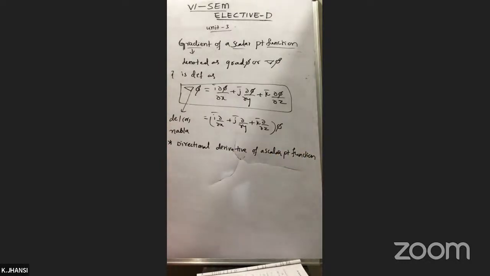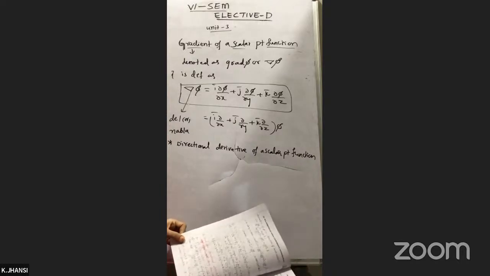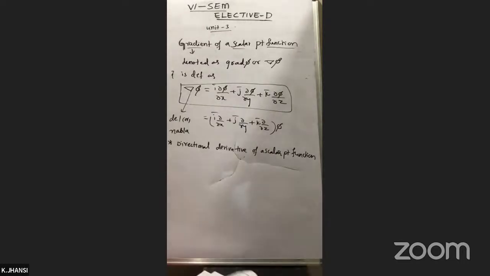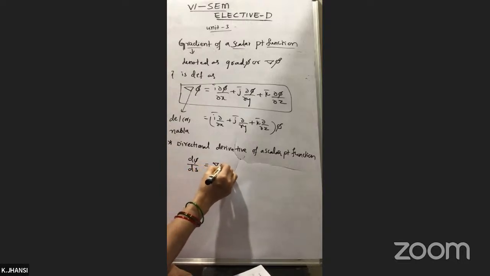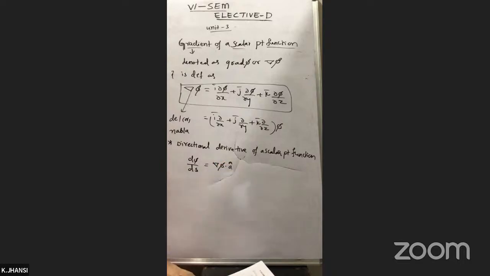Okay. So this directional derivative of a scalar point function, how it is defined, that is important for solving the problems. So the derivative of phi in the direction of unit vector a, we write it with respect to s. Del of phi, that is d phi by ds, is equal to del phi dot the vector a. That is a unit vector, this is a cap, we have seen.